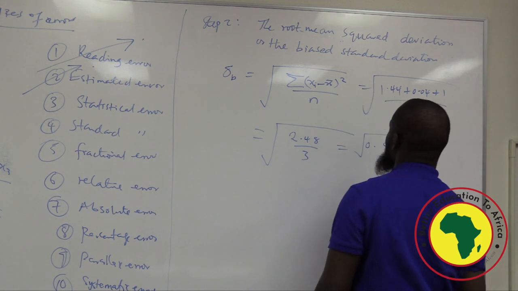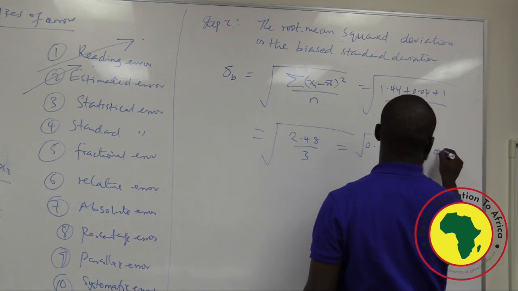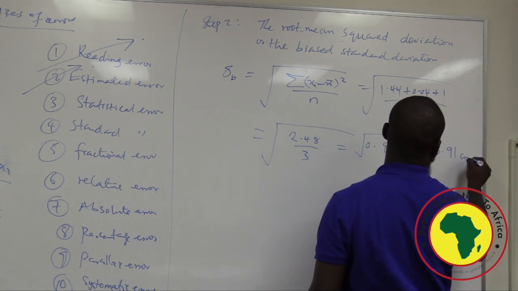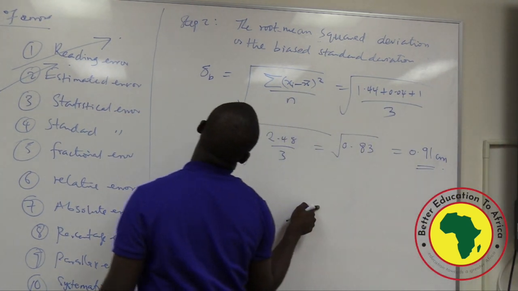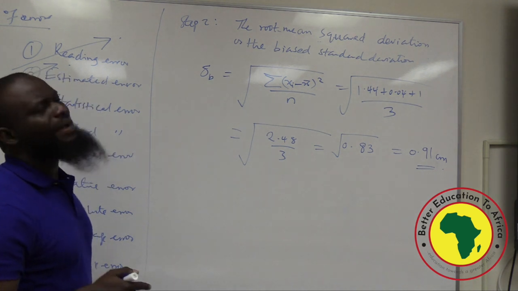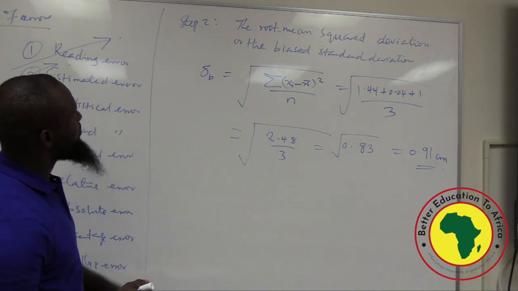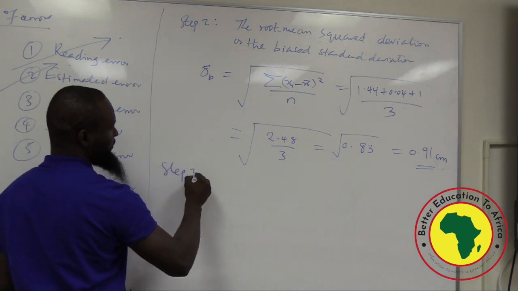Yeah, about that. So if we take the square root of that, it gives us 0.91 centimeters. Okay, so this is the root mean square deviation, or the biased standard deviation. I'm coming to that. Let's look at step 3.